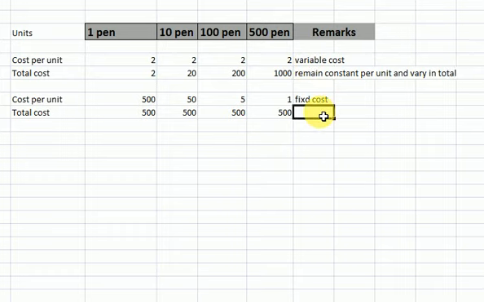Here fixed cost remains constant in total and varies per unit. If you do not understand, I will give you another example. Look at it.